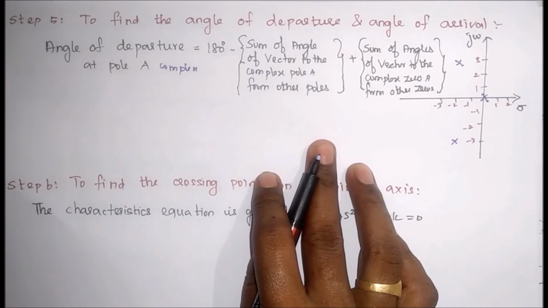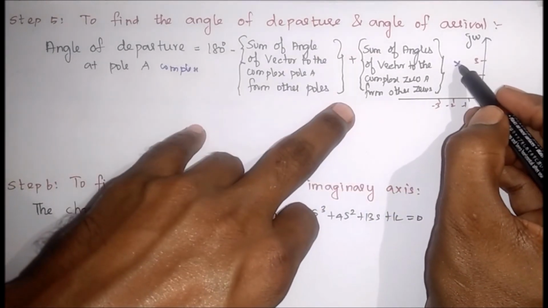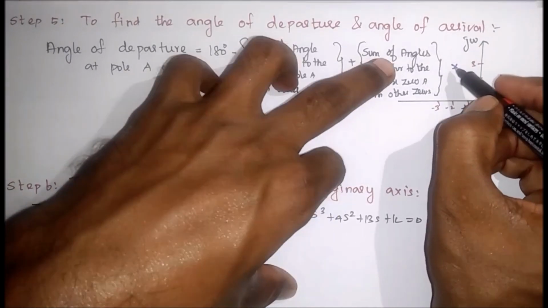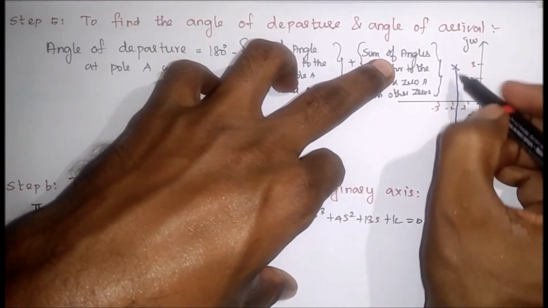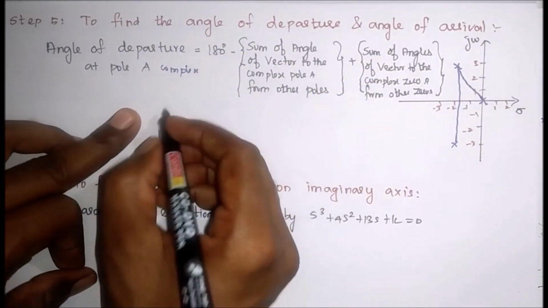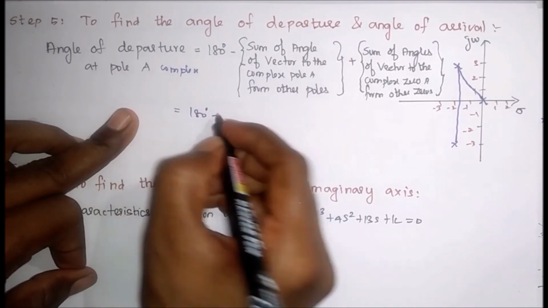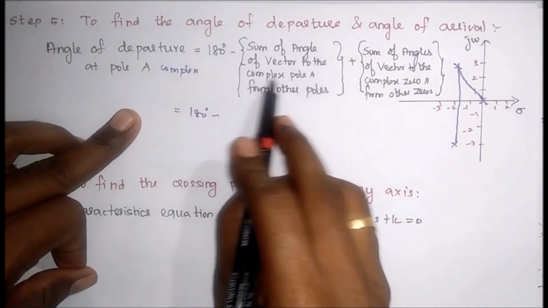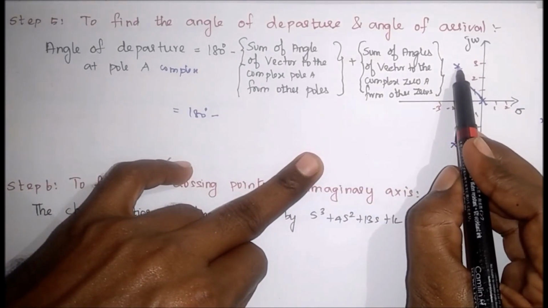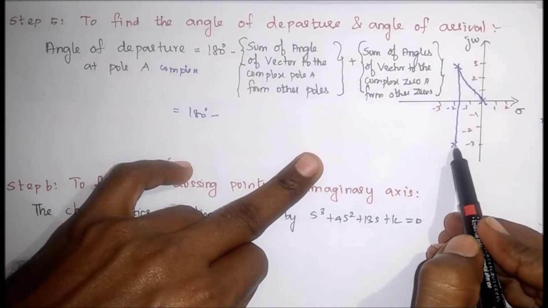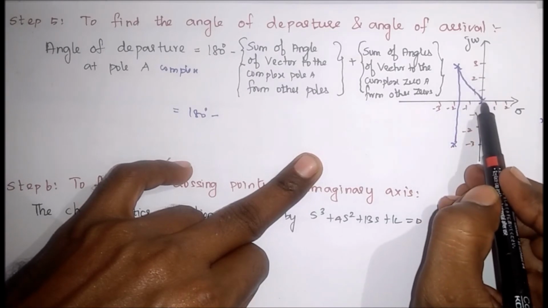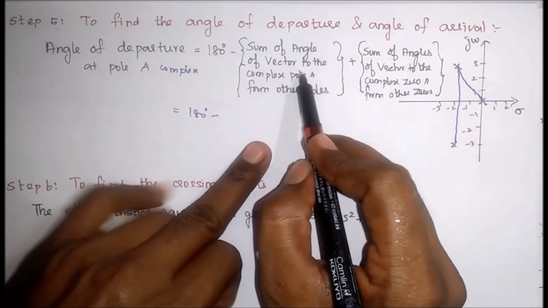So now what we have to do? We take a complex pole. So this is the complex pole. Now we have to connect it with all other poles. According to the formula, 180 degree minus the sum of angles of vectors to the complex pole from other poles. We see the sum of angles: from this complex pole, what is the angle with this pole, plus from this complex pole, what is the angle with this pole? That is the actual meaning of this.